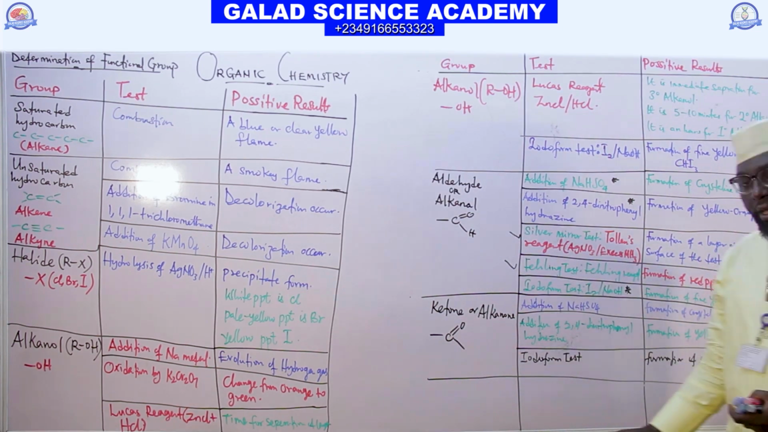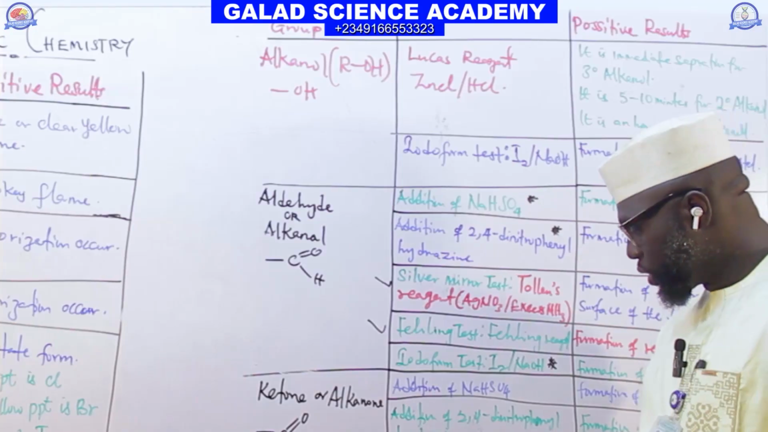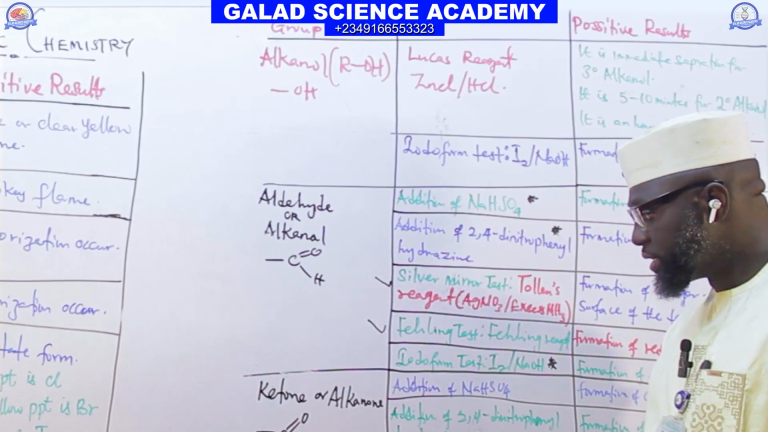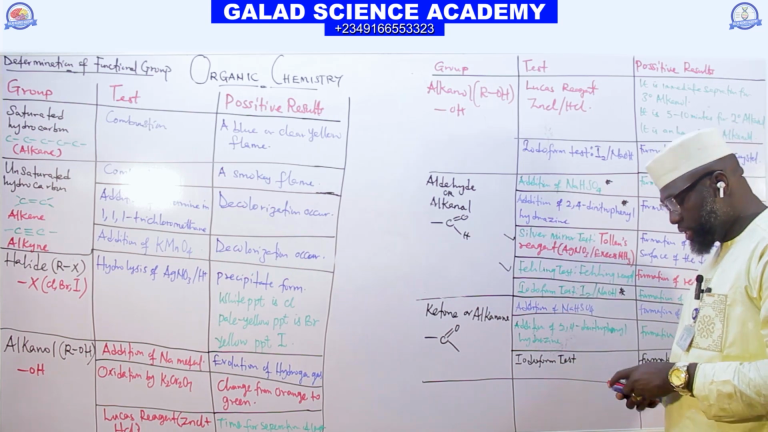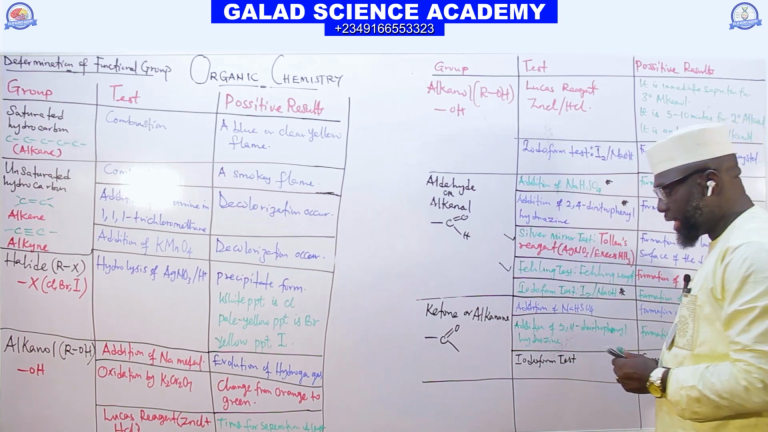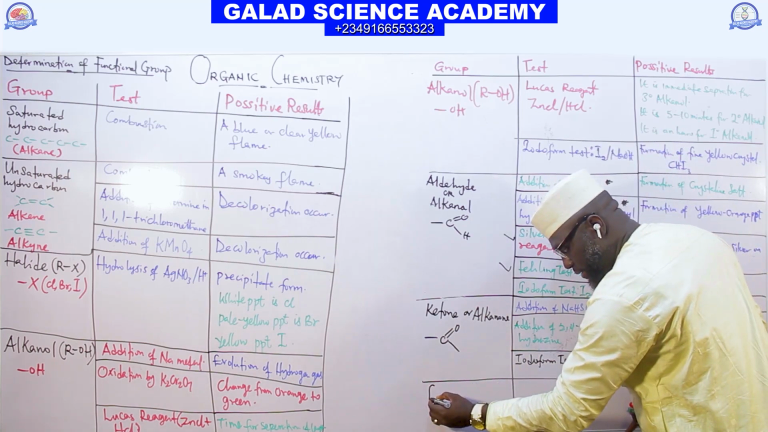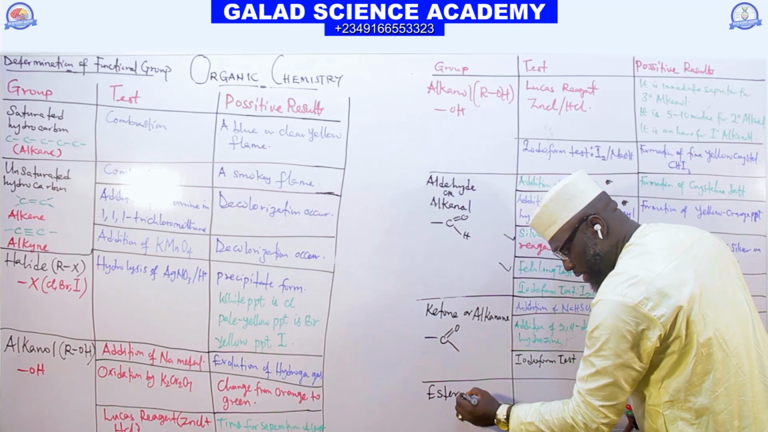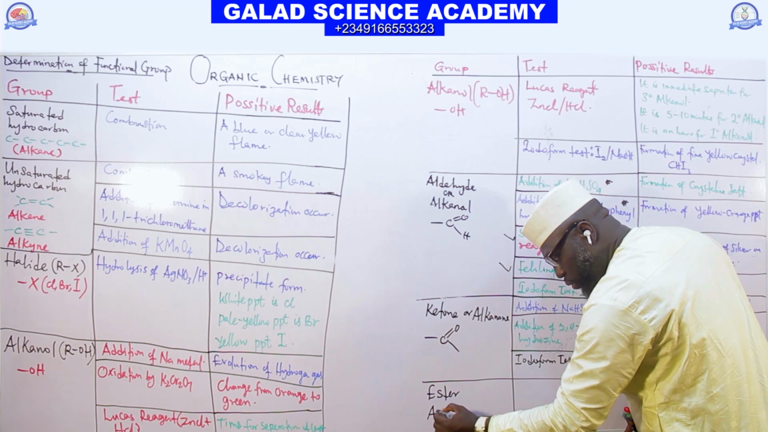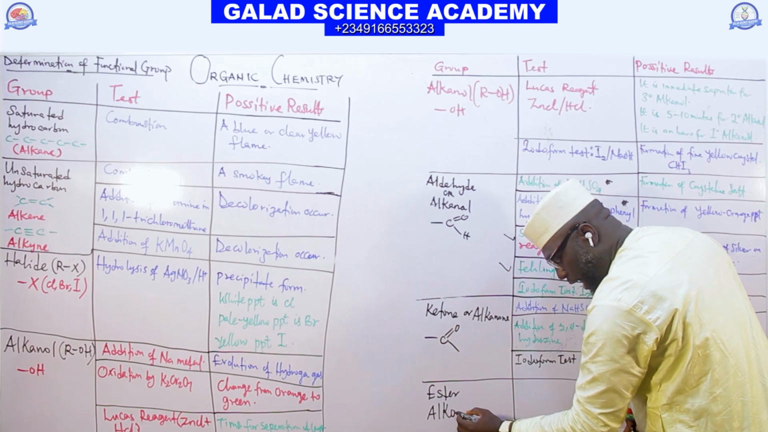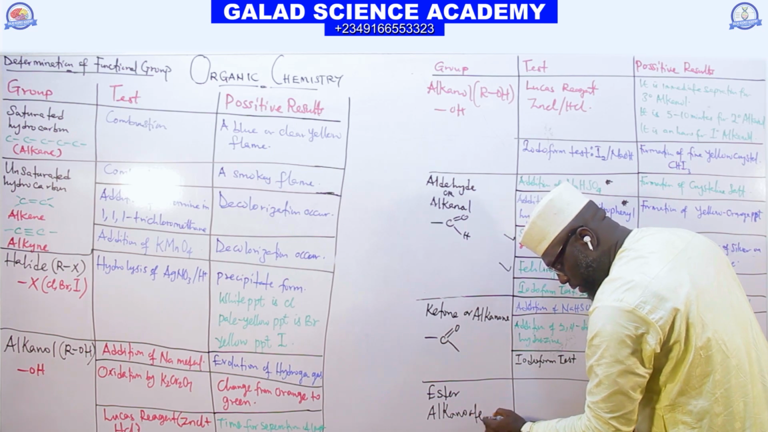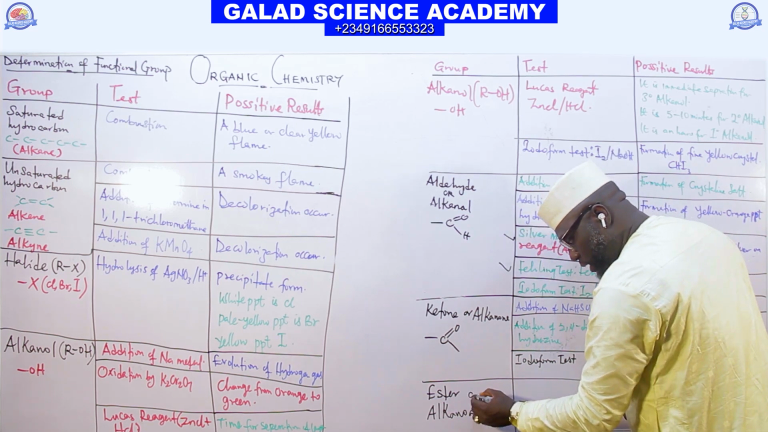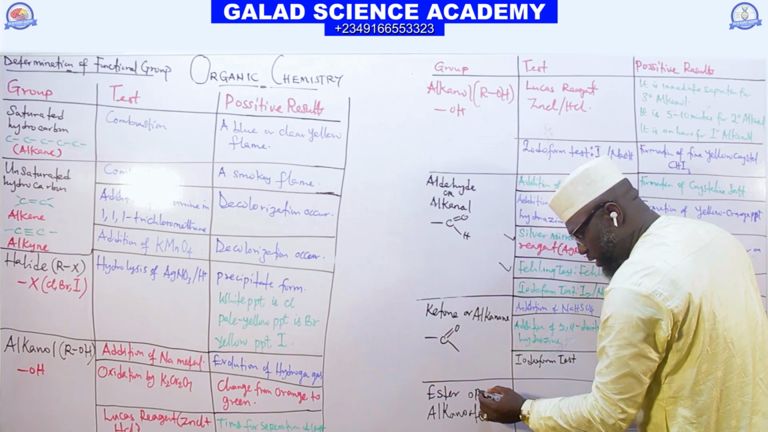So remaining others. So the next organic group or family now is ester. Ester, you can also call it alkanoates.